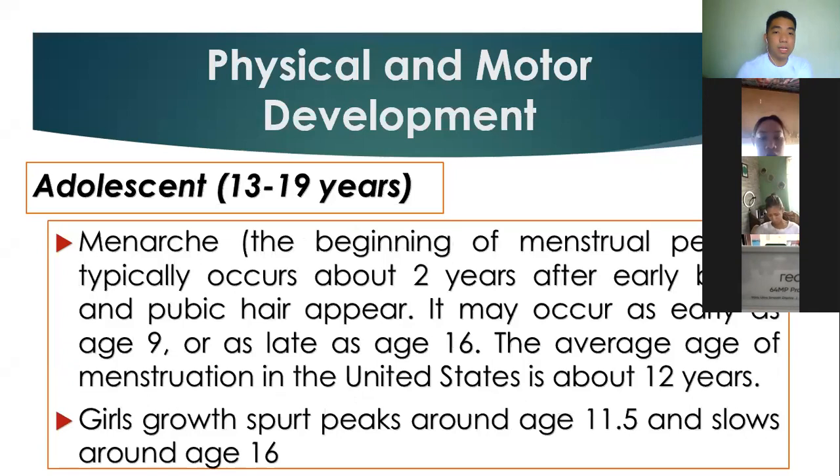Then menstruation, it may occur as early as age 9 or as late as age 16. The average age of menstruation in the United States is about 12 years. Usually, children in the US get their period at the age of 12 years old. Girls' growth spurt peaks around age 11.5 and slows around age 16.